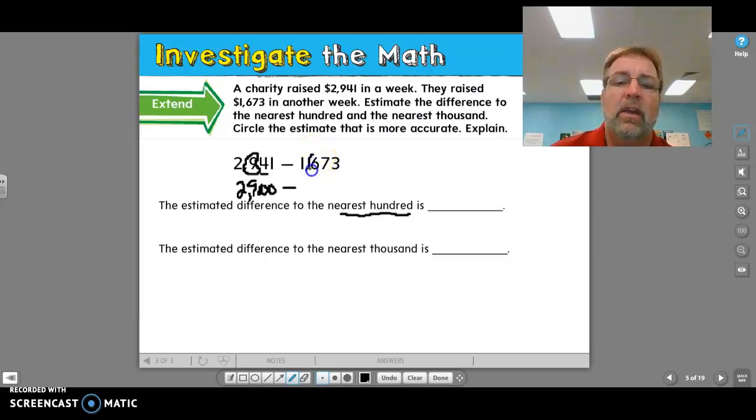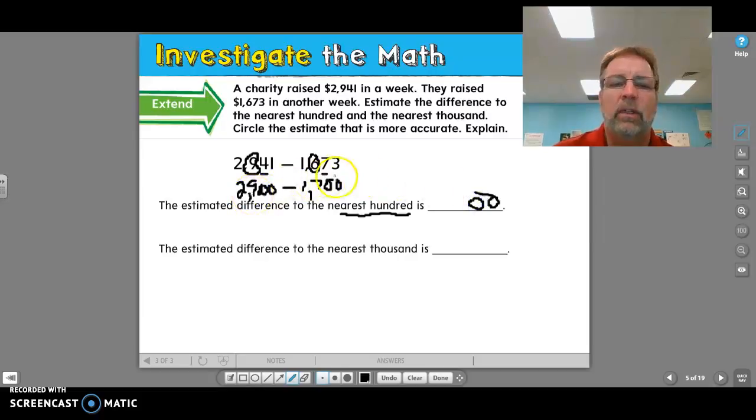So let's find the hundreds place here. The digit to the right is 5 or more, so this would go up to 700. And we keep the rest to the left. So we have 2,900 minus 1,700. Well, 0 ones minus 0 ones, that's easy enough, 0. 0 tens minus 0 tens, that's easy enough, 0.